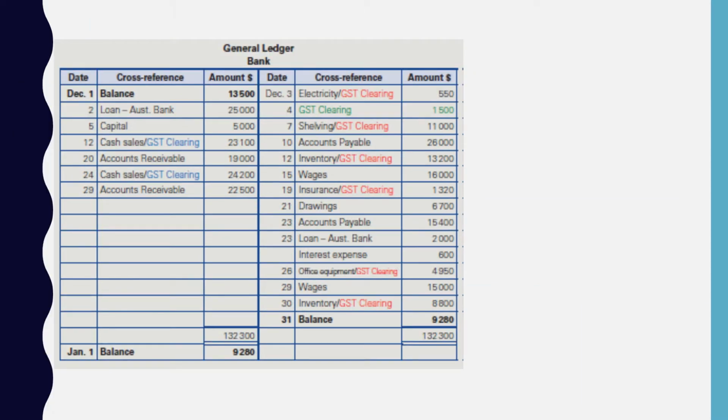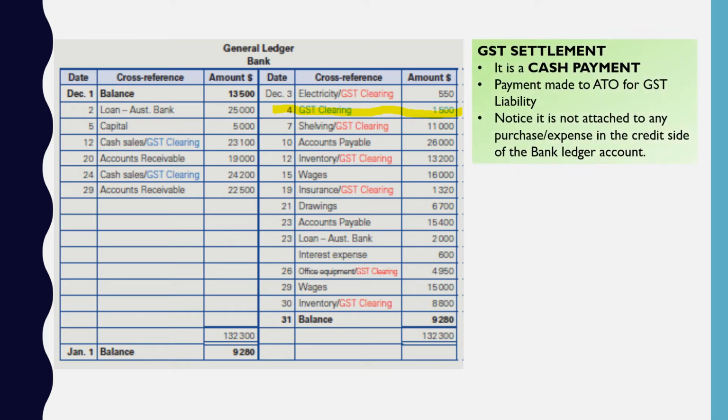We also need to look for any GST refunds or GST settlement to the ATO. Here on the 4th of December, we can see that there was a payment of $1,500 allocated against the GST clearing account. As this is a cash payment, we know that this is a GST settlement. It is a payment made to the ATO for a GST liability. Notice that it is not attached to any purchase or expense in the credit side of the ledger account.